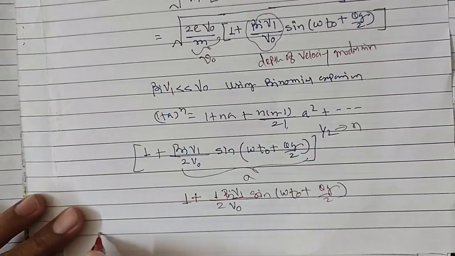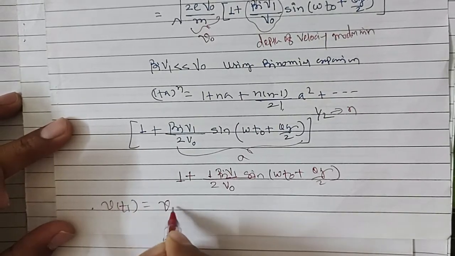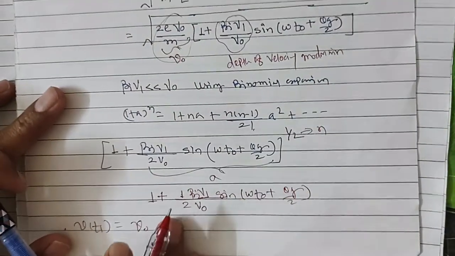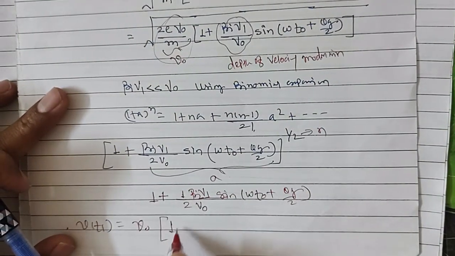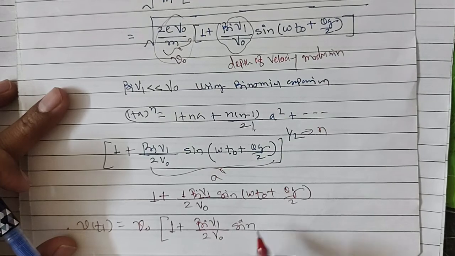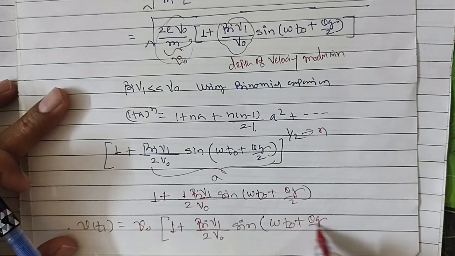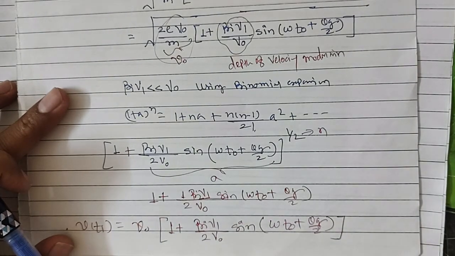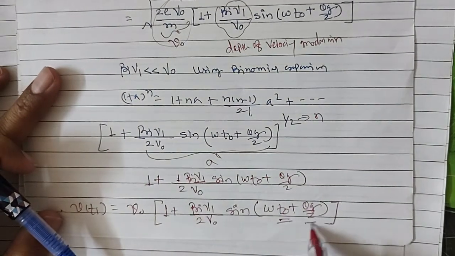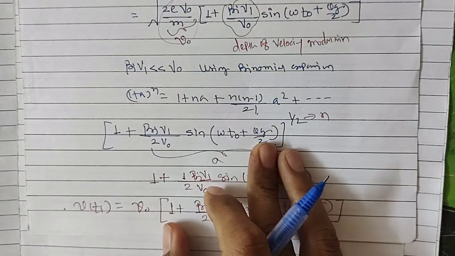So finally V of T1 is V0, because the root of this term is V0, and the binomial expansion gives 1 plus beta I V1 upon 2 V0 sine omega T0 plus theta G by 2. So this is the expression for velocity modulation in terms of T0 and theta G. The same expression can be obtained in terms of T1 and theta G.